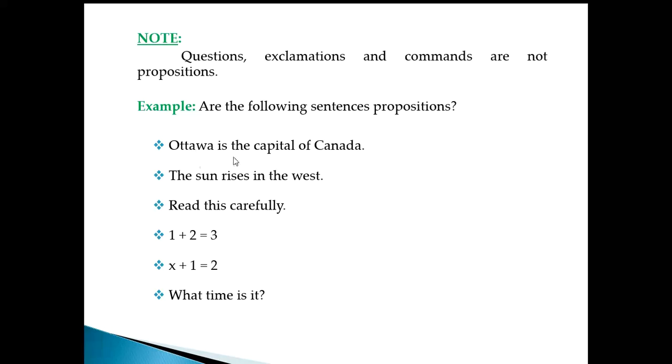First we talk about this: Ottawa is the capital of Canada. This is a simple sentence, and it is true, because Ottawa is the capital of Canada. So we are sure that this sentence is true, which means it is a proposition. Next, the sun rises in the west. We all know that the sun rises in the east. So this is a completely wrong, false statement, but it is a simple sentence and it is a statement.